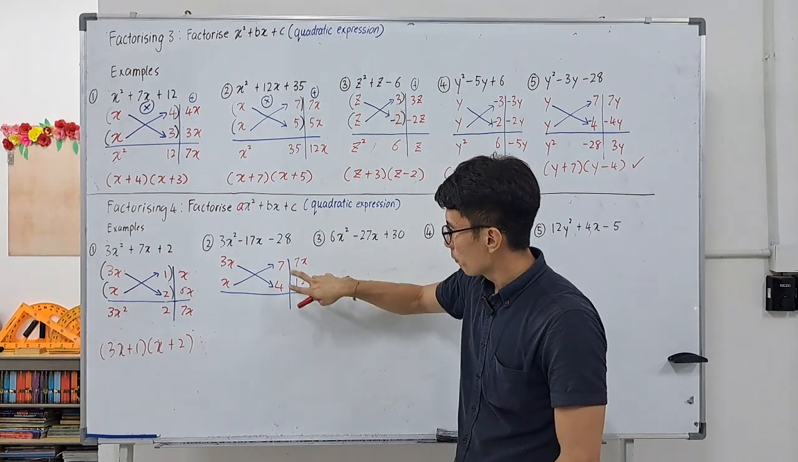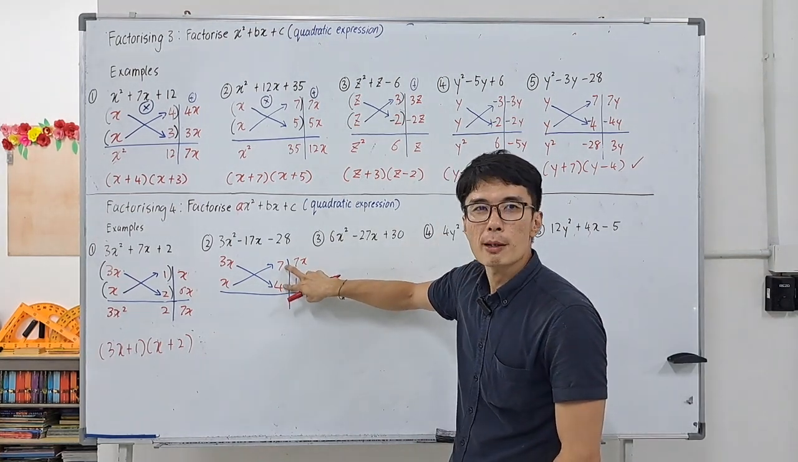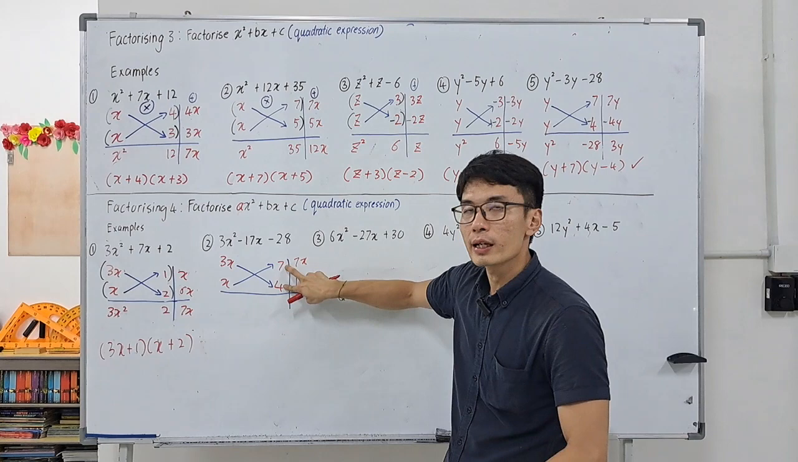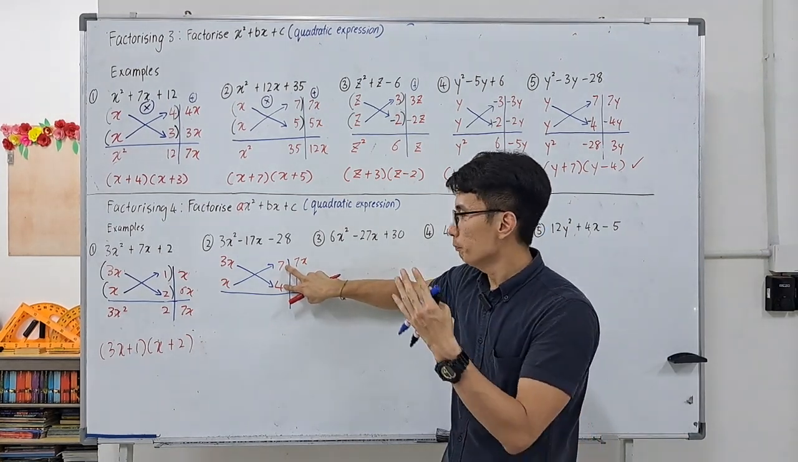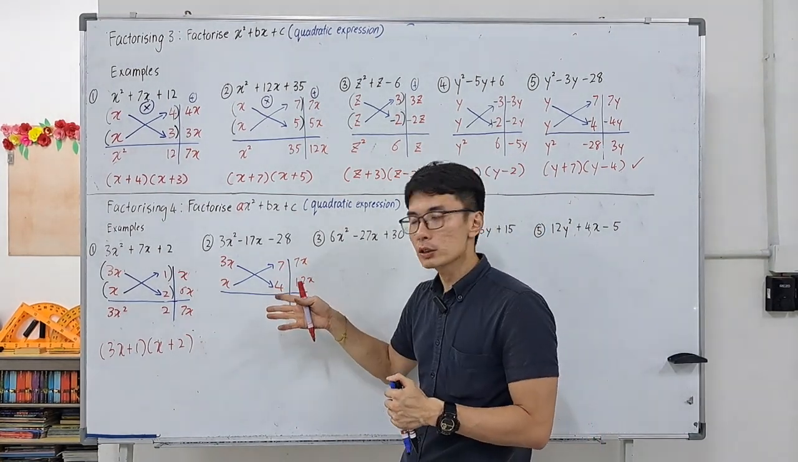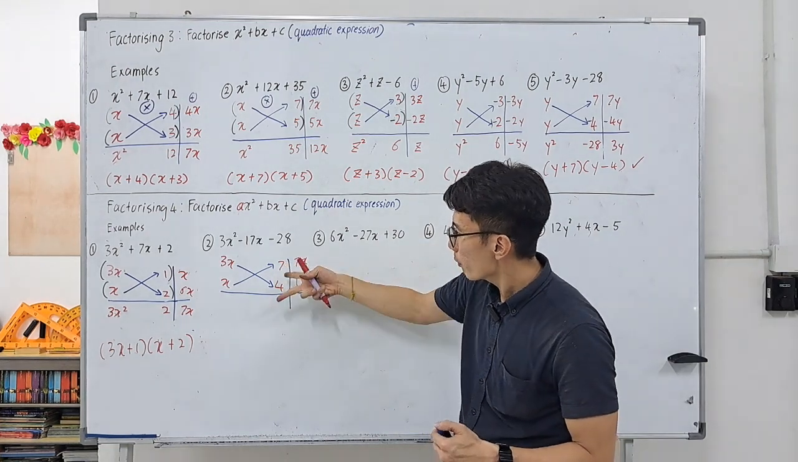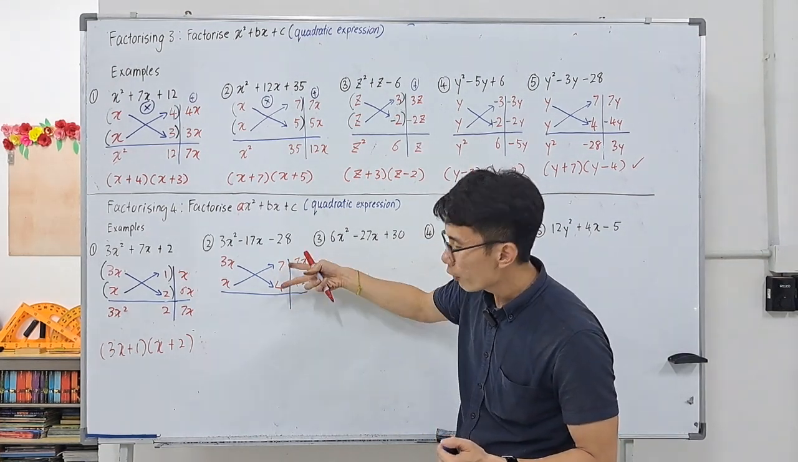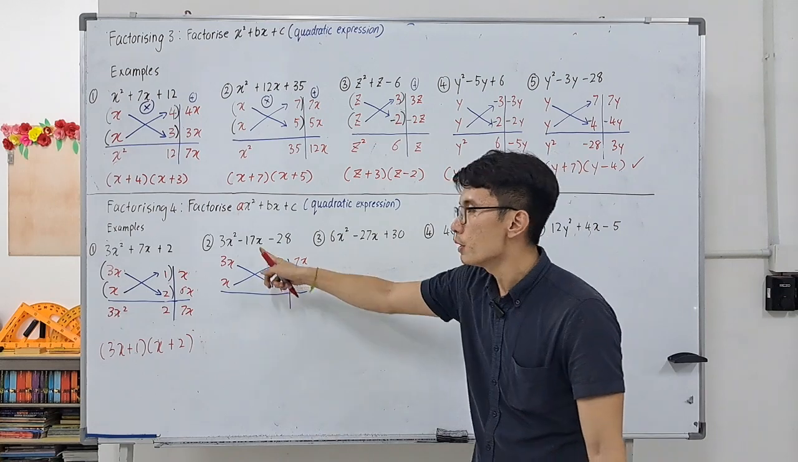So I know that this arrangement over here might be wrong. So what can I do to check? What can I do to repair my answer over here? I can try flipping this, 7 and 4, flip, and let's see if that will give me the middle term.